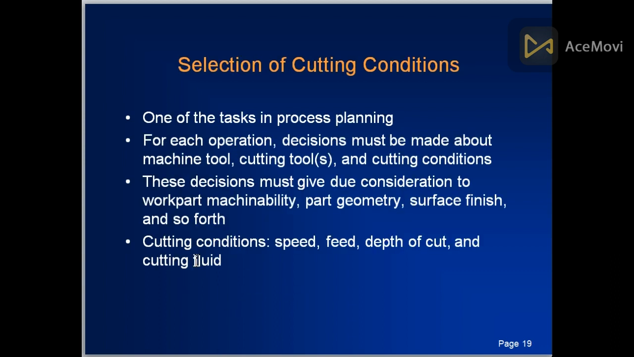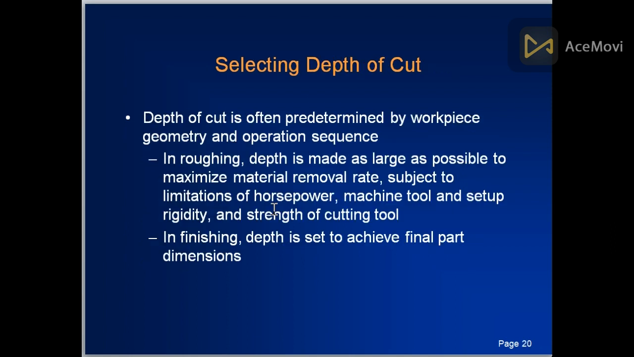Selection of cutting conditions. One of the tasks in process planning is that for each operation, decisions must be made about machine tools and cutting conditions. These decisions must be given due consideration because of the work part machinability, part geometry, surface finish, and so forth. Cutting conditions, speed, feed, depth of cut, and cutting fluid are important here.